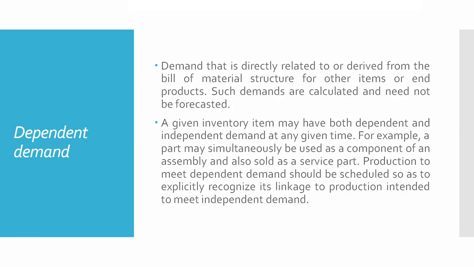So you are having a part which, simultaneously, will be acting as a component of an assembly or will be sold as a service part. So production to meet the dependent demand should be scheduled so as to explicitly recognize its linkage to production intended to meet the independent demand.